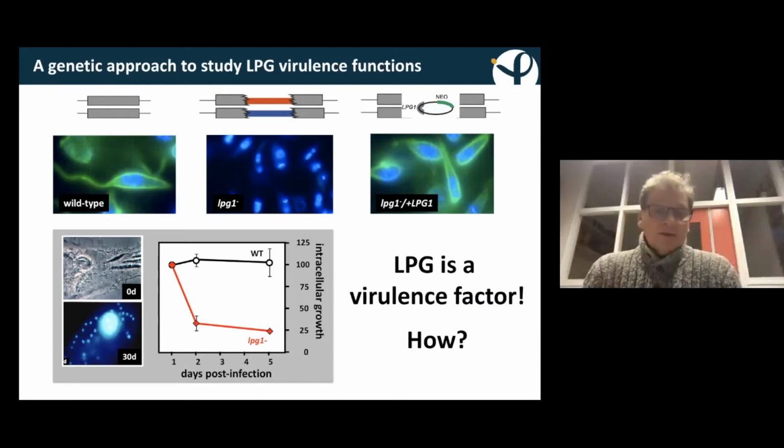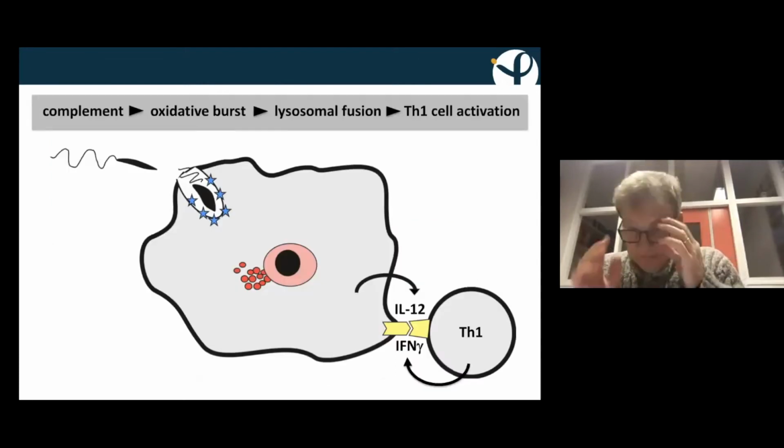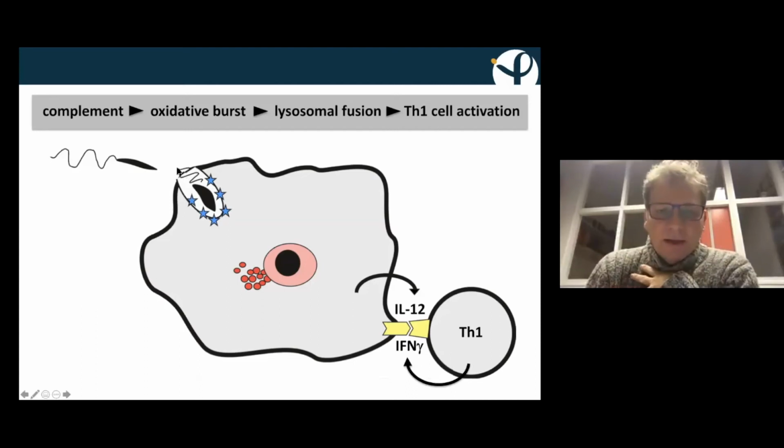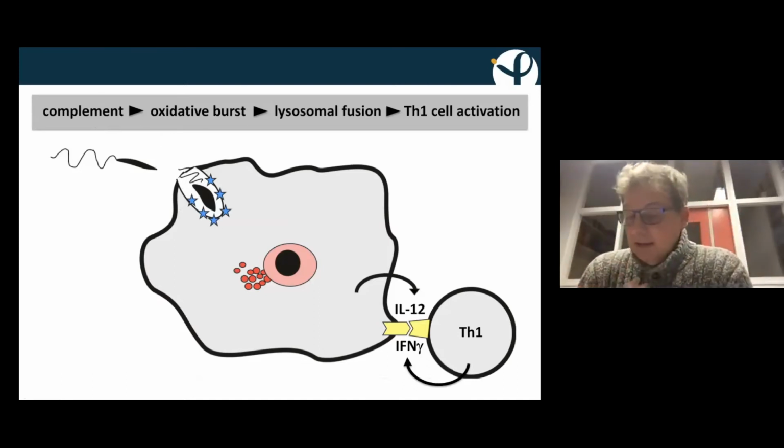And the next question we ask is, okay, but what is LPG doing to help these parasites survive? Now, you remember this picture from the introduction. So these parasites, once they're inside a macrophage, again, they have to survive many different steps. First step is already before they go inside the macrophage. There's outside in the bloodstream.